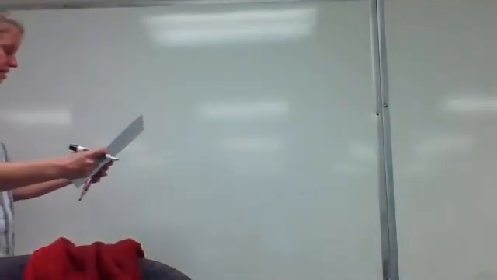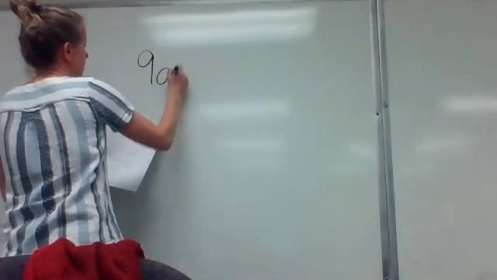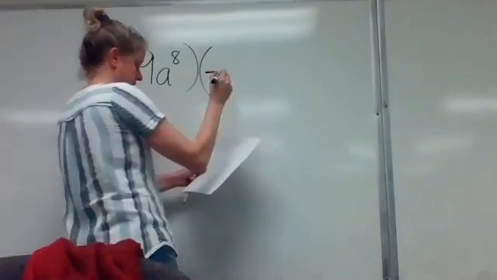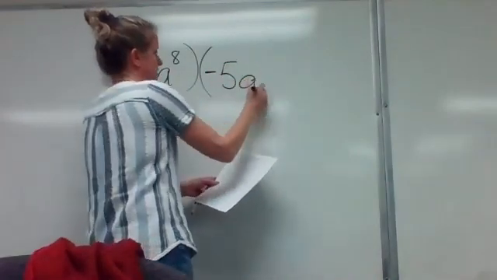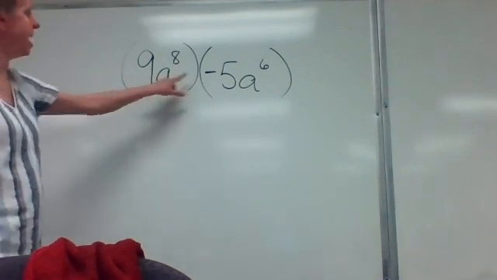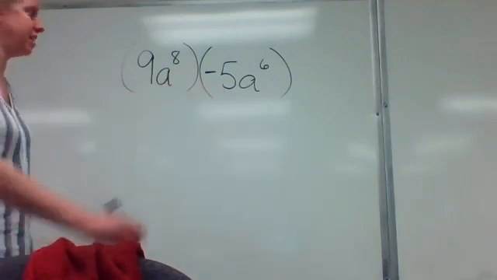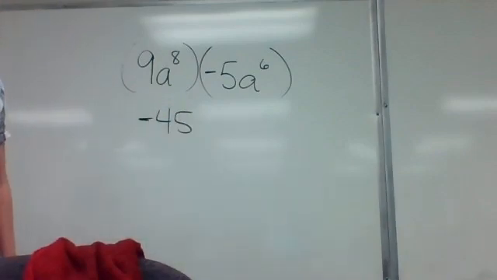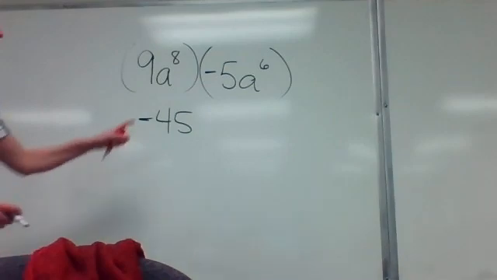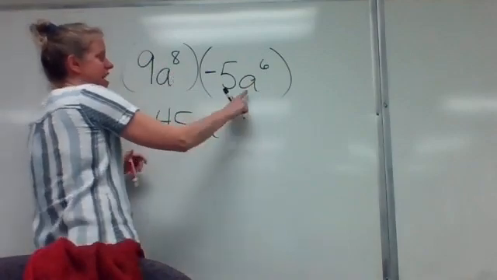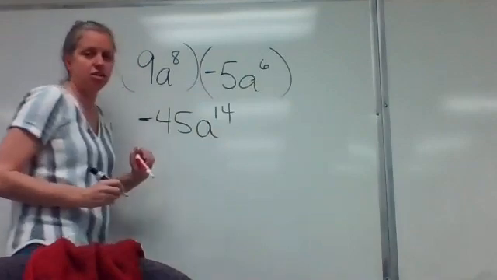Right, number 3, same thing. 9a to the 8th times negative 5a to the 6th. Right? 9 times negative 5 gives me negative 45. A's work just like x's. If you're multiplying a's together, you're going to add their exponents. So when I multiply a to the 8th times a to the 6th, I'm going to get a to the 14th.